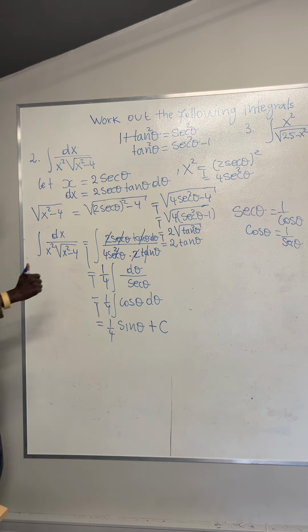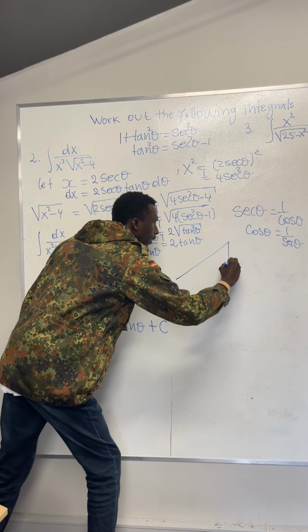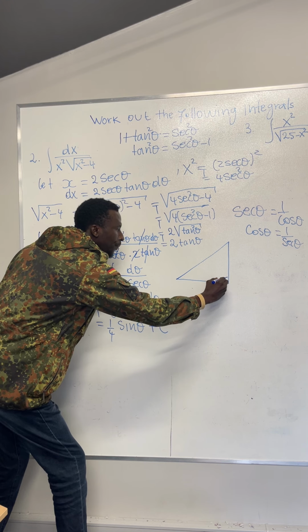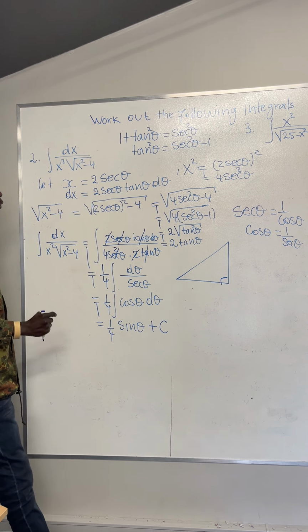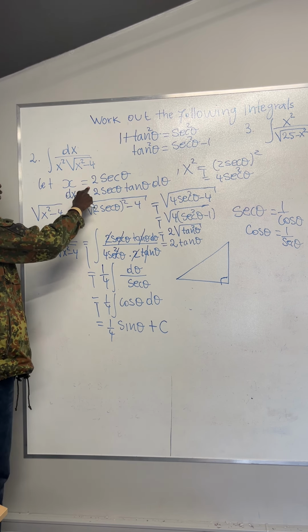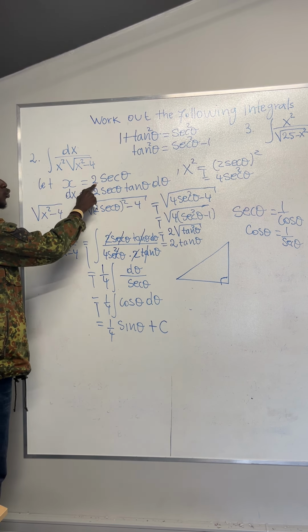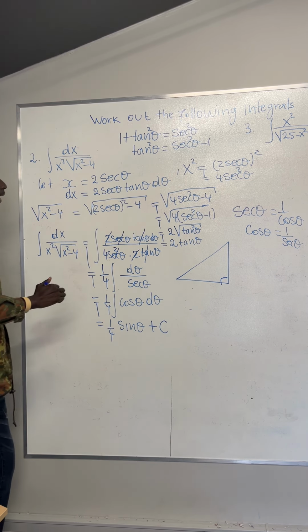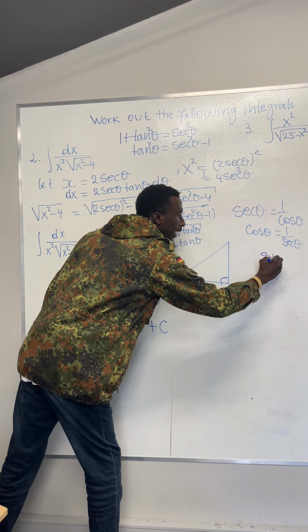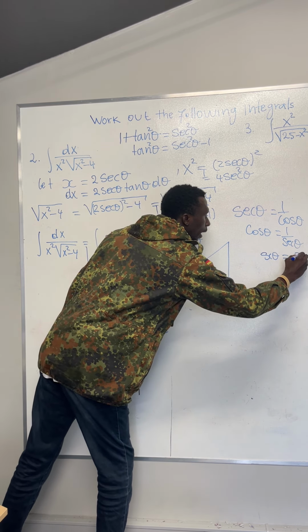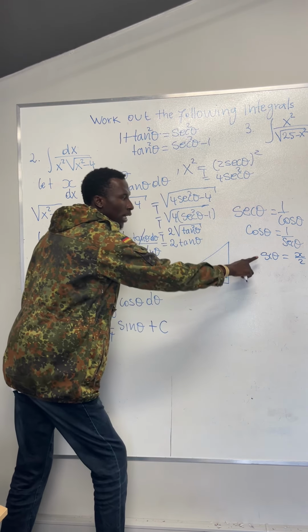So, guys, see? I'm going to put the triangle there. This is a triangle, a right triangle. This is 90 degrees. And then we know something. What do we know? We say x is equal to 2 sec theta. So, now, if we say sec theta is x over 2.